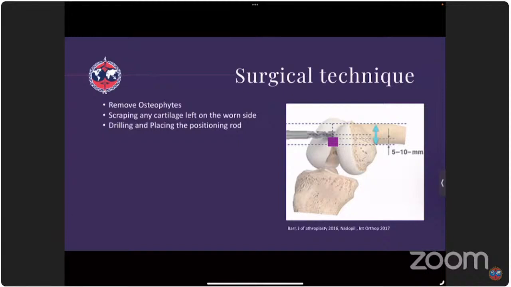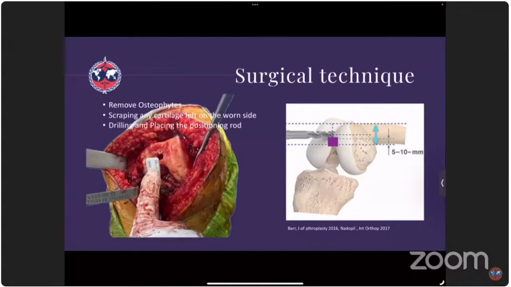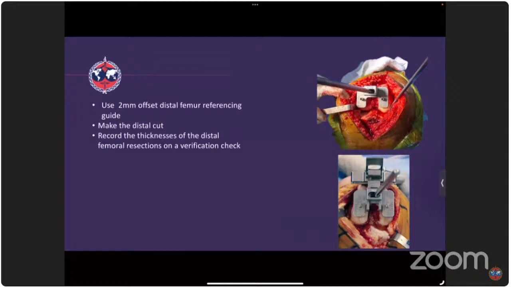And this is basically trying to avoid placing your femoral component in flexion if your opening hole is less than 5 millimeters from the upper part of the notch. It would look somewhere like this in the operating room. Then we use the 2 millimeter offset distal femur referencing guide. It has an offset on the worn side, which is about 2 millimeters.